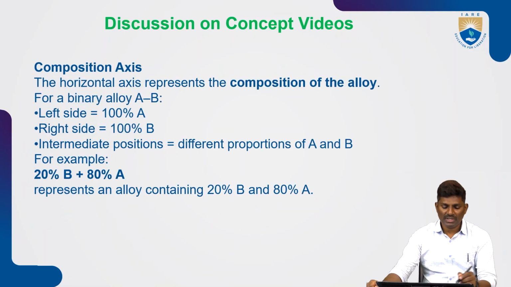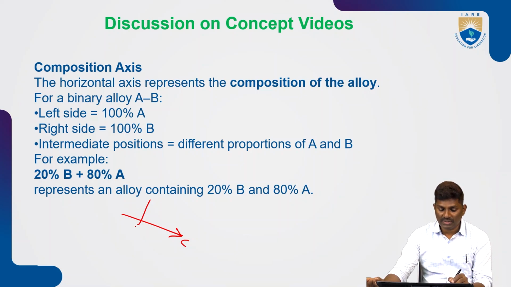And if you see the composition axis, it is nothing but the x-axis. So this is your composition axis. The horizontal axis represents the composition of the alloy. For a binary alloy, as I said, the left side should be A at 100%, and the remaining will be 0. And here, suppose you are considering this as A and this as B, then here A will be 0 and B will be 100. So this is how it is represented.